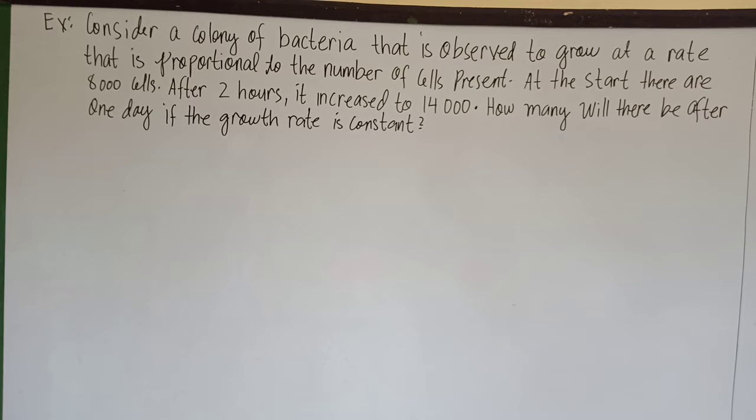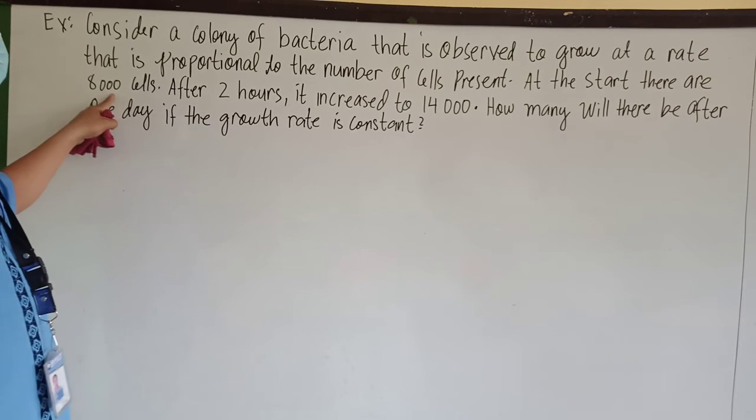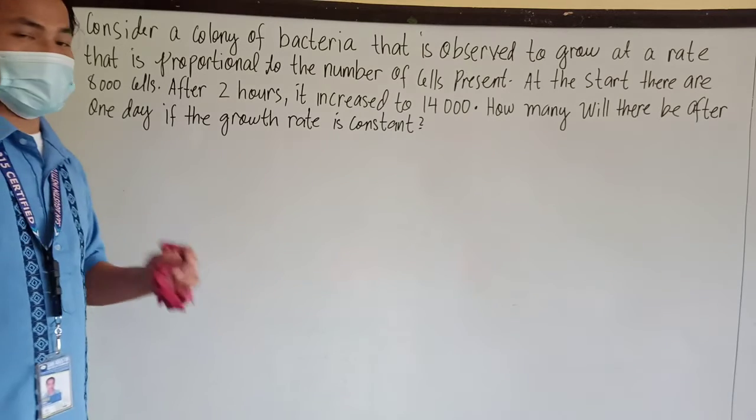Consider a colony of bacteria that is observed to grow at a rate that is proportional to the number of cells present. At the start, there are 8,000 cells, meaning at the beginning, the initial value. After 2 hours, it increased to 14,000. How many will there be after 1 day if the growth rate is constant?